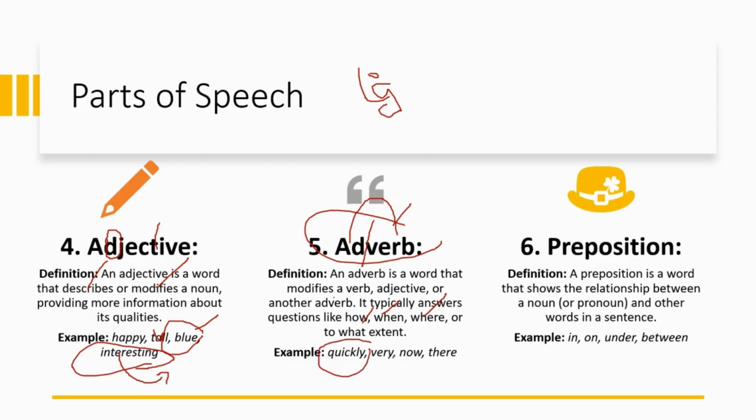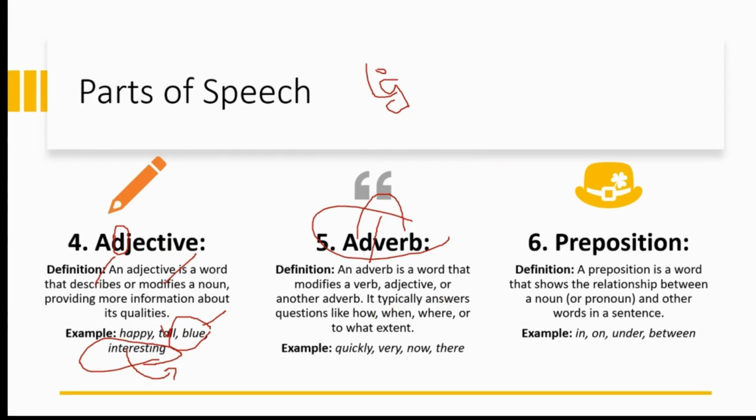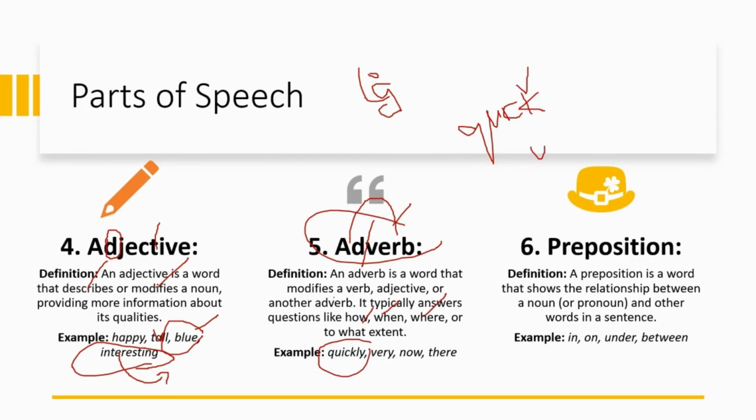Quickly. One is quick. Quick is an adjective: quick fox, quick person, quick reaction. Quickly: move quickly. So quickly is qualifying move. Move is a verb, so quickly is an adverb. Quick fox is qualifying fox, and fox is a noun. Similarly, very. Very happy. Happy is an adjective, so very is qualifying happy.